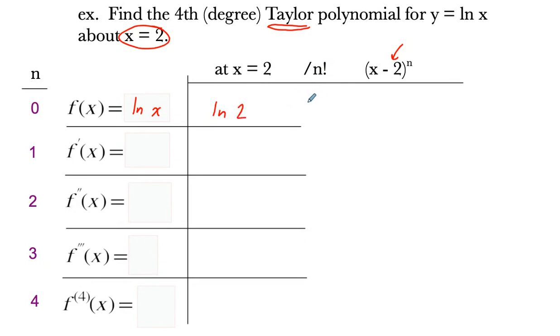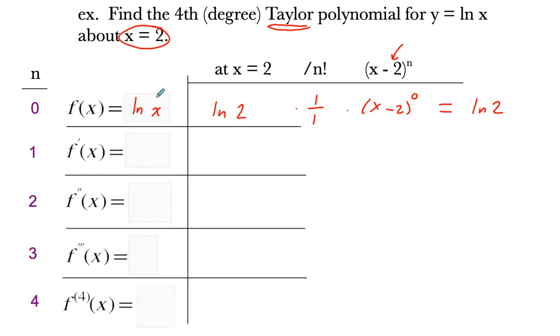Evaluating at x equals 2, we get natural log of 2. We're dividing by 0 factorial. Well, that's just 1. 0 factorial is equal to 1. And we're going to multiply by x minus 2 to the 0 power. And really all you get here when you multiply these three things together is natural log of 2 times 1 times 1. So just natural log of 2. Let's go to the next line.